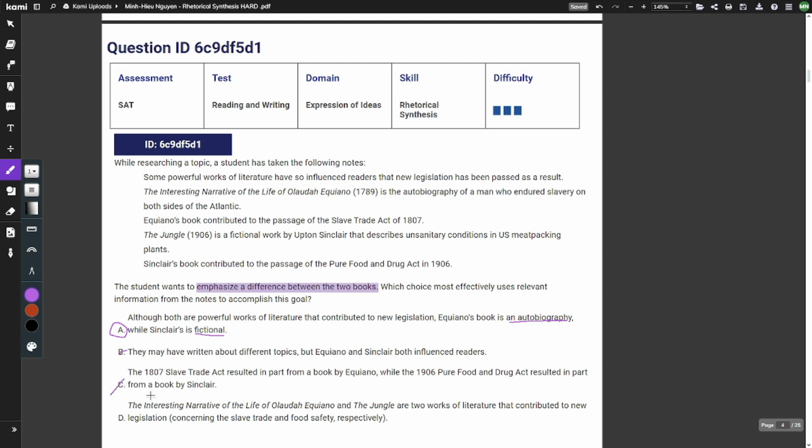And then D, the Interesting Narrative of the Life of... okay, I'm skipping that. And The Jungle are two works of literature that contributed to new legislation. So this time, it's talking about a similarity. It's just straight up saying a similarity. So that's not going to be our answer. So our answer is going to be A because it does say a difference, which is that one book's an autobiography while another book is fictional.